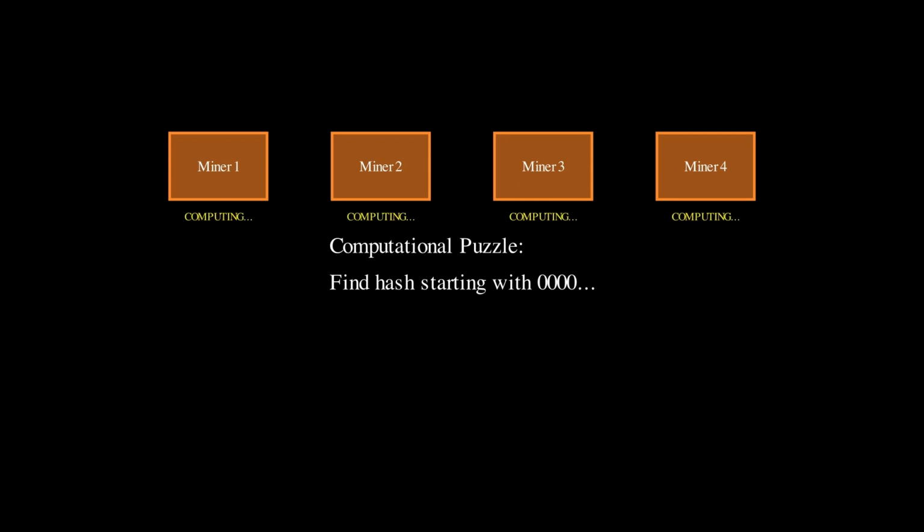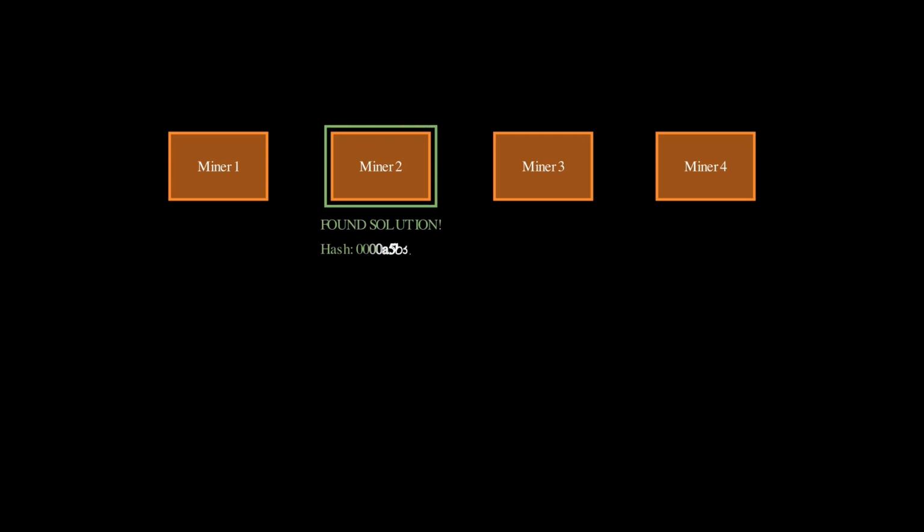All four miners start computing like crazy, trying billions of random numbers per second, burning massive amounts of electricity. It's pure computational brute force. There's no shortcut, no clever trick. And boom, miner 2 gets lucky and finds the magic number first. Look at that green highlight. They found a hash starting with 000A5B3. This took real work, real electricity, and real time.